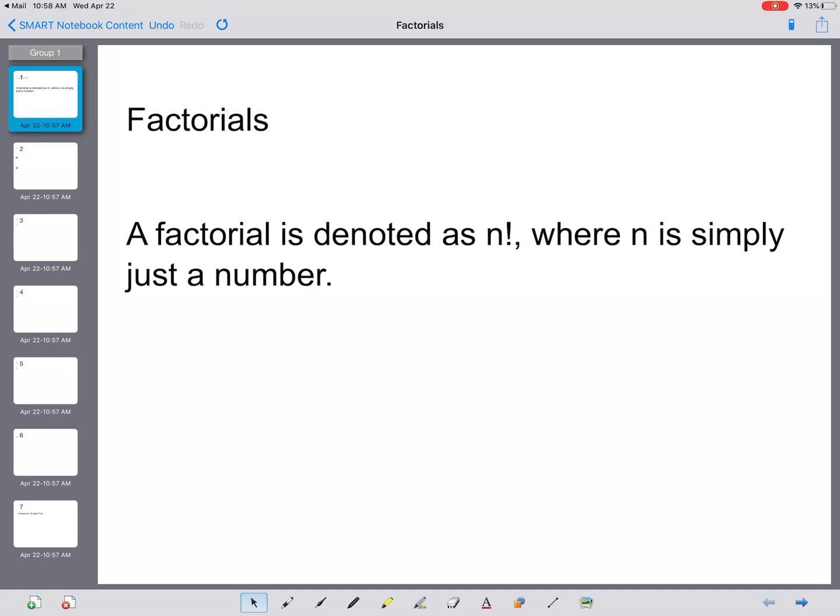So factorials. A factorial is denoted as n exclamation point. We actually read this as n factorial. And n is just simply a number. It can be 1, it can be 100, it can be 0.